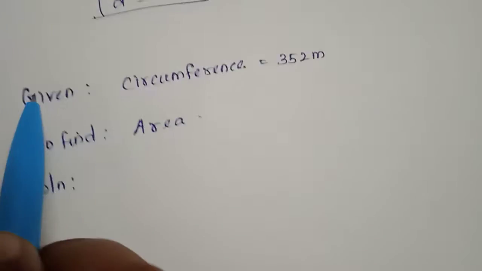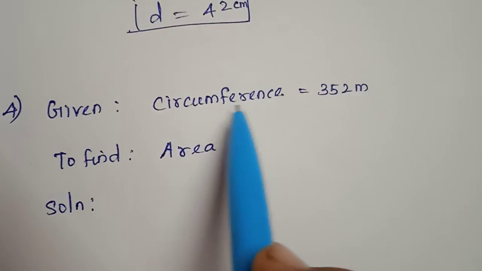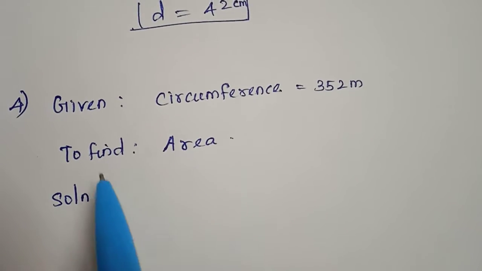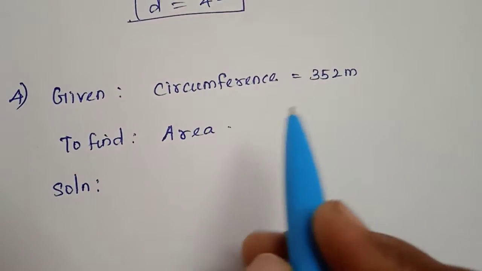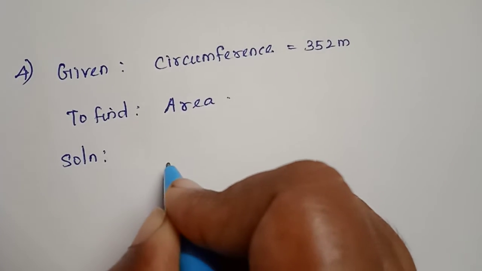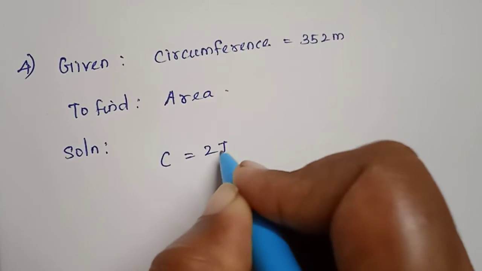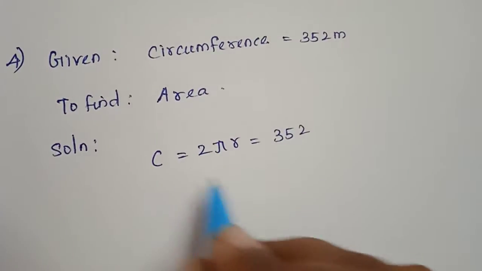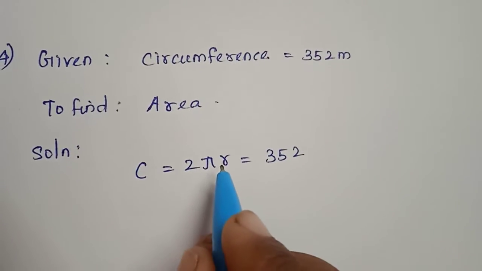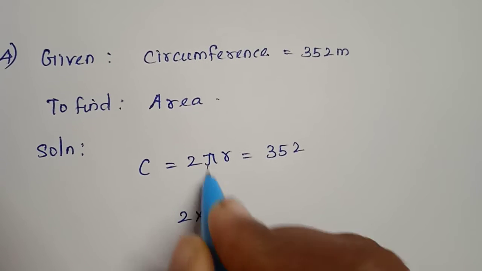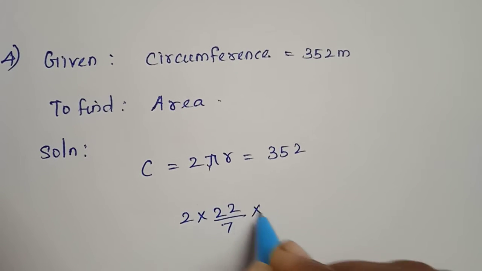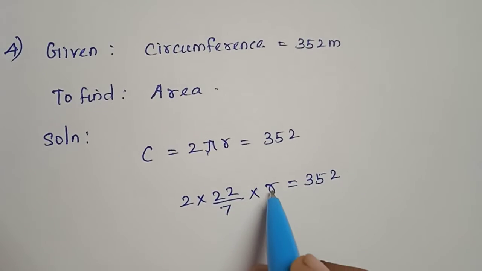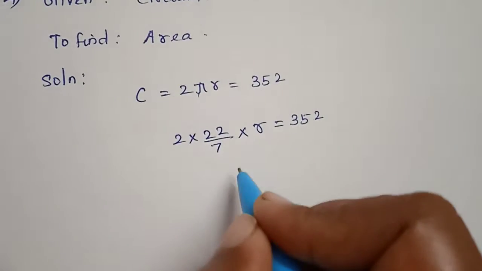We'll write here. First what is given we'll write. Circumference, it is given as 352 meter and we have to find out area. So we know that circumference equal to 2 pi r and it is given as 352. Now using this we have to find the value of r, okay? That is 2 into pi value, it is 22 by 7 into r equal to 352. Now we should find the value of r.